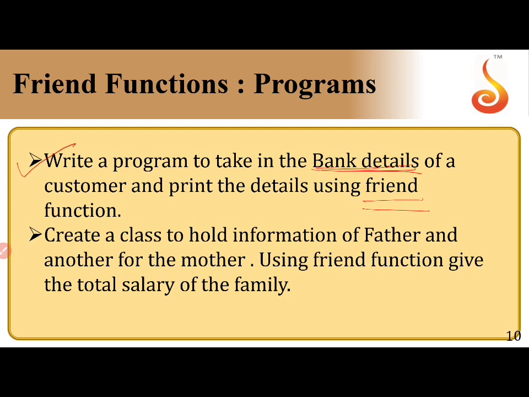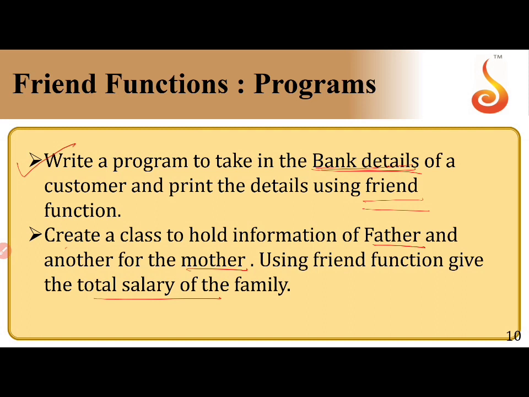So what is that? Create a class to hold information of father and another for mother. So here you will have two classes, father and mother. Using friend function, you need to calculate the total salary of the family. So in the father's class, you will be taking in the salary of the father, and in the mother's class, you will be taking in the salary of your mother. Then you will have a function total, which will be a friend to both father and mother.